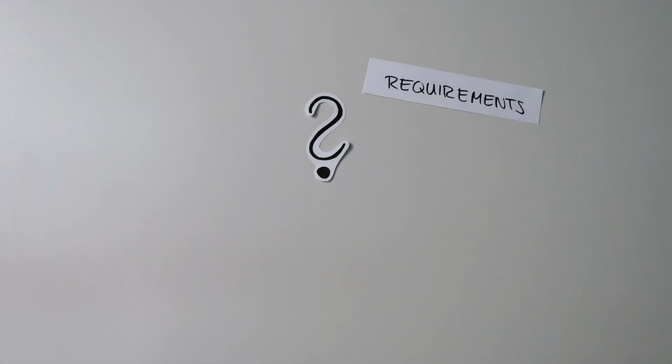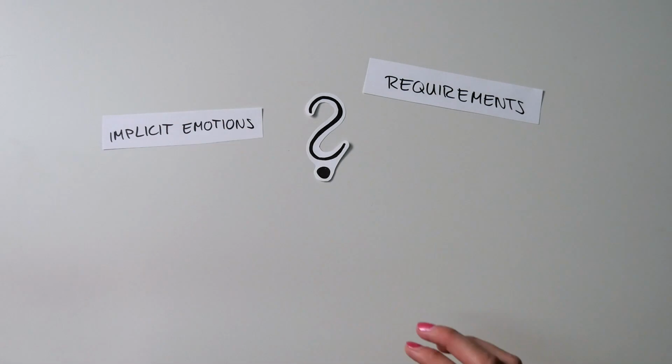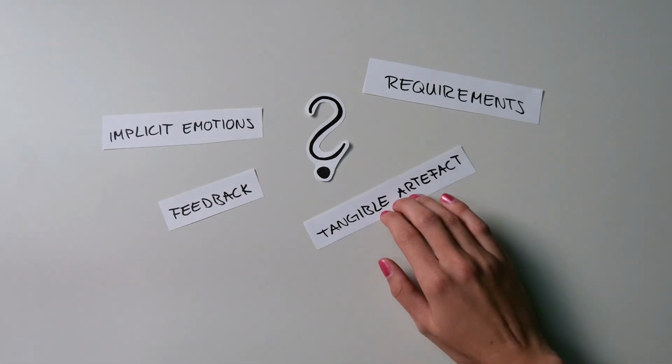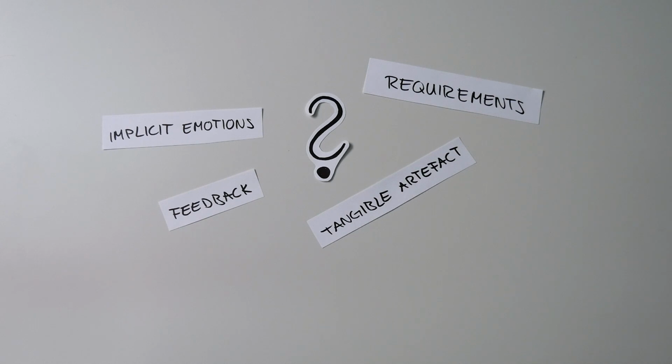But how did we get here? Of course, we had a lot of questions. We wanted to know which requirements such an artifact has to fulfill. How can implicit emotions be expressed? How tangible must the feedback be? How can such a tangible artifact even look and work like?